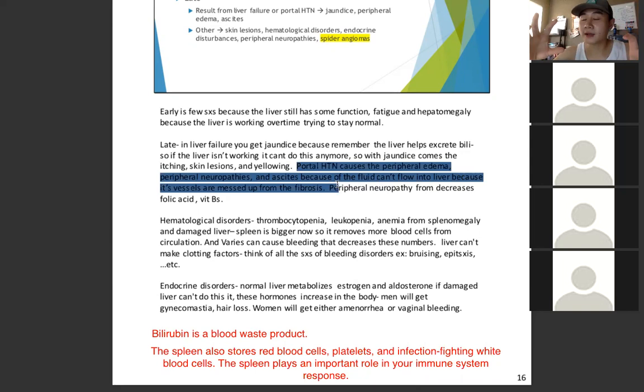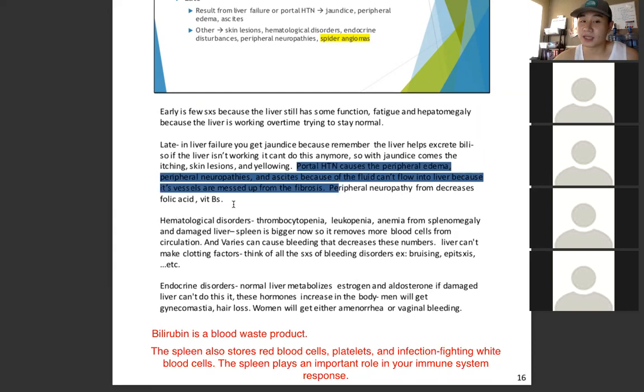So the portal vein delivers blood to the liver. However, the liver is packed with scarring fibrosis cells. The blood cannot get into the liver. It backs up into the portal vein, and that will lead to a lot of issues such as ascites and peripheral neuropathy. Peripheral neuropathy is from decreased folic acid and vitamin Bs.